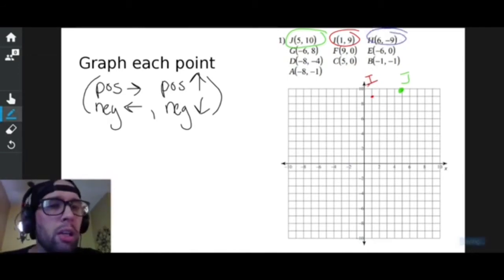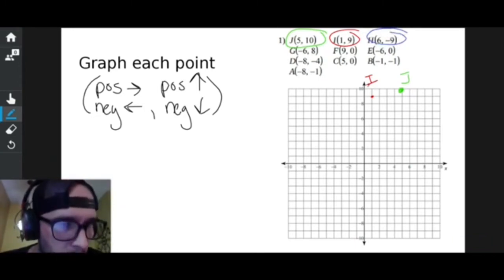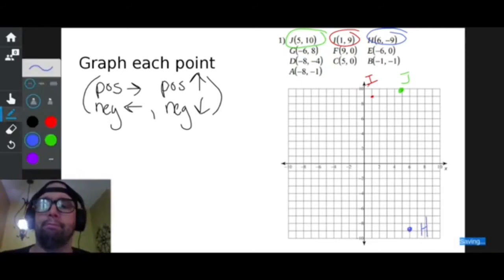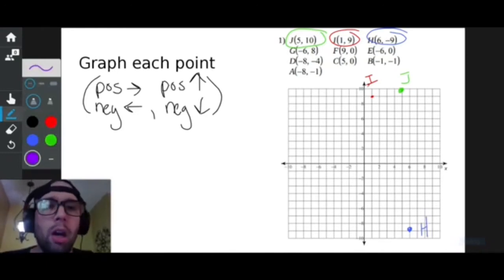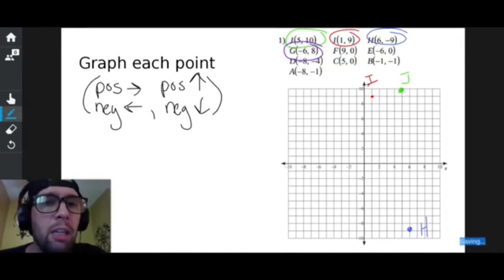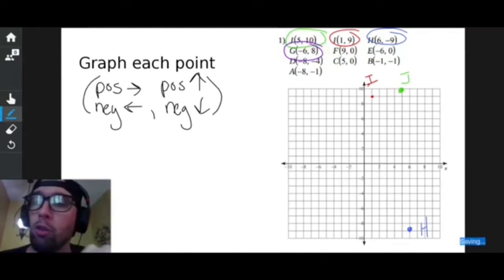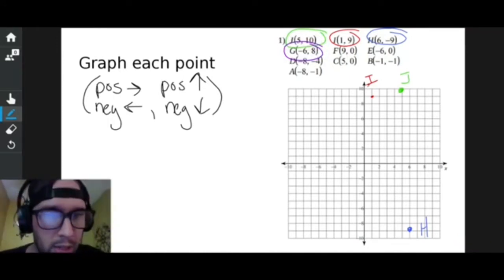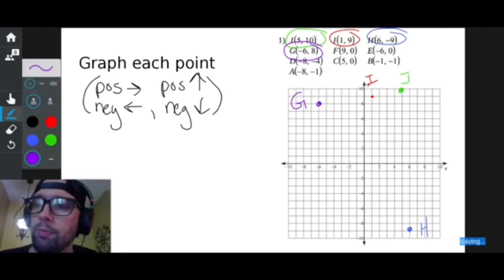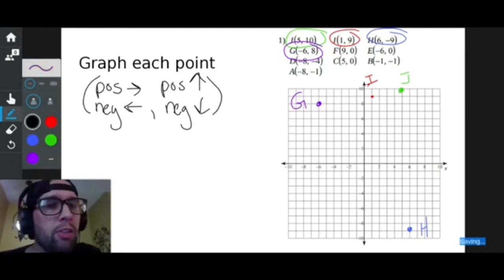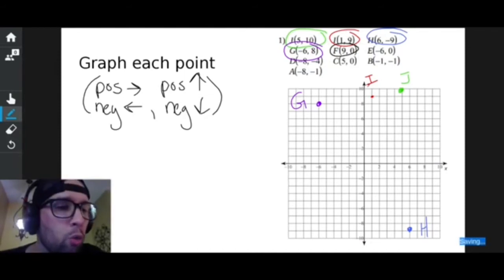H is positive 6, means right 6. Negative 9 means down 9. Put a dot there and call it H. G is negative 8. Negative 6, positive 8. So we start out by going left 6 and up 8. And we can call that G. F is 9, 0, which means go right 9. 0 means don't move, call it F.